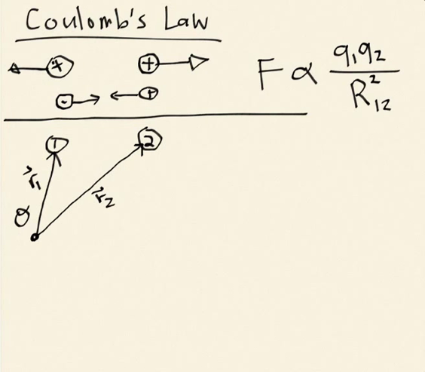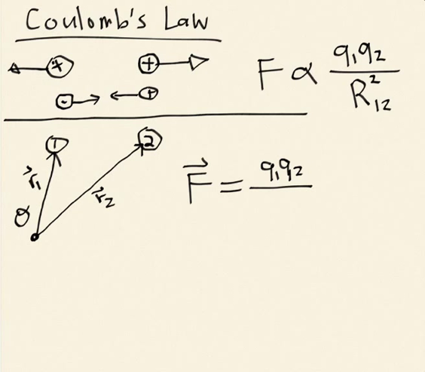Now the force between these two particles can be written as the following. So F, it's a vector. Now it's going to be proportional to the charges, so Q1, Q2, and inversely proportional to the distance between the two. Now I need to be more careful here because I'm considering the force on one of these particles.